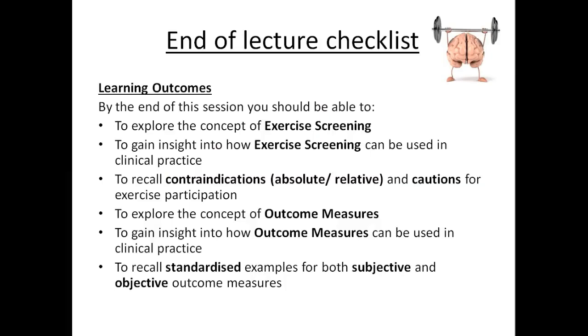So by the end of the lecture, we should now have explored the concept of exercise screening. We've gained an insight into exercise screening and how it can be used in clinical practice, and we're going to recall the contraindications, both absolute and relative, and the precautions for exercise prescription and participation. We've explored the concept of outcome measures, both subjective and objective. We've got a good idea how they can be used in clinical practice, and we've recalled how the outcome measures need to be standardized for both subjective and objective measures.